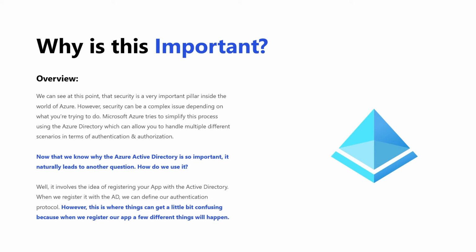So how do we use this particular object, right? Now that we know why it's so important, in the sense that it's trying to simplify this process of authentication and authorization, how do we use it? Well, in simple terms, without going into too much detail at this point, what we will be doing is taking an application that we've created, that could be a web app, for example, and we register that application to the Active Directory. When we register our application with the Active Directory, we can define our authentication protocol.